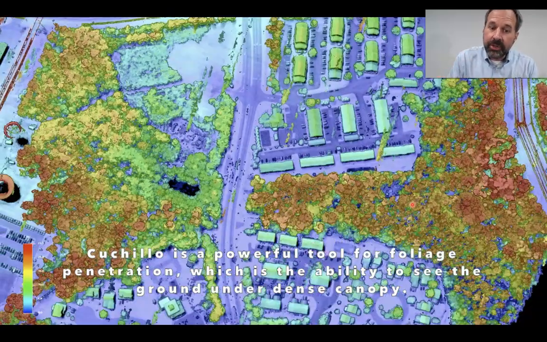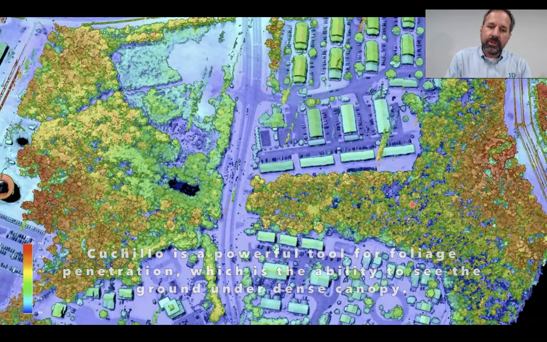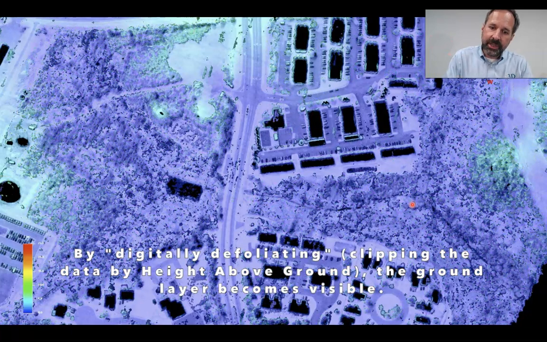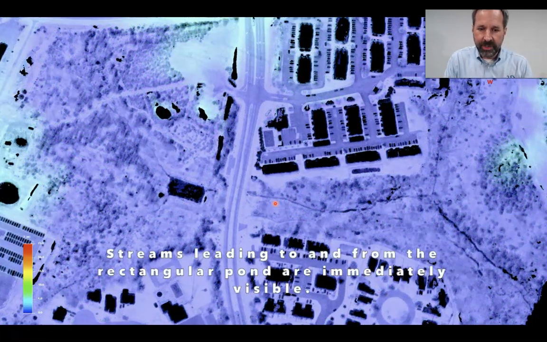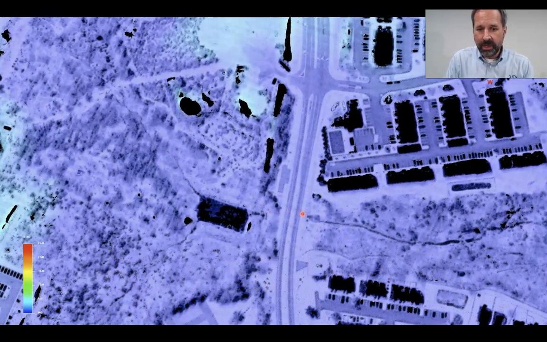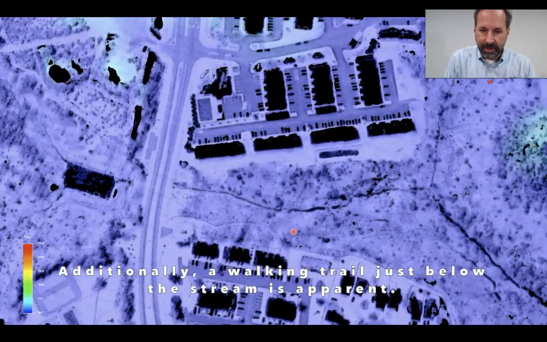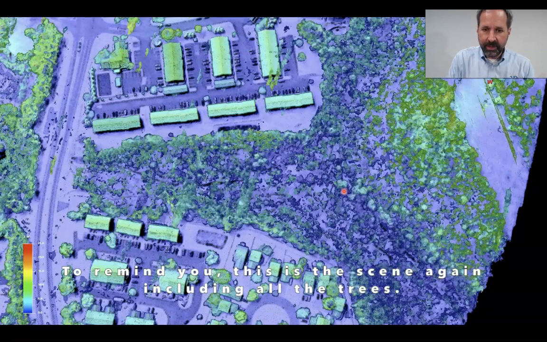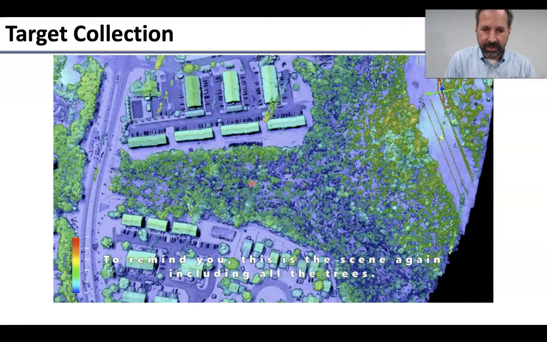Now what I'd like to show you is what happens when we do our digital defoliation. We turn off the treetops and we look just down at the ground. Some folks have had trouble seeing the ground with Geiger-mode LiDAR. It actually works very well if you do the collection optimally. Here you can see trails. You can see a little stream down under here. And again, just to remind you, there is actually some significant canopy here.